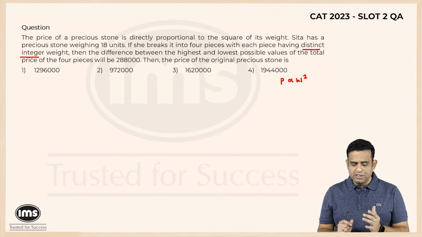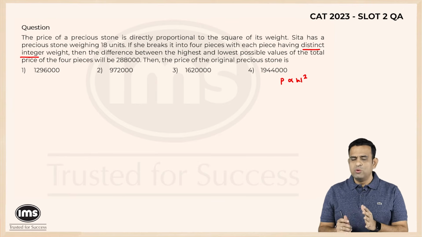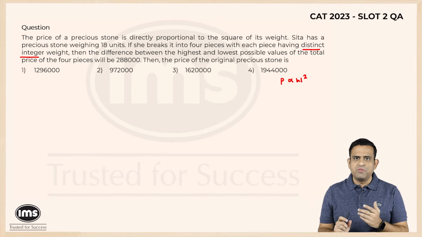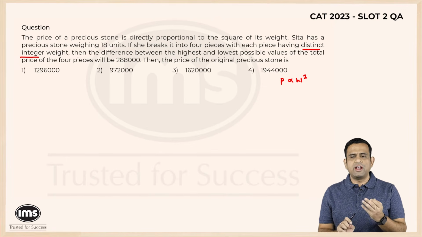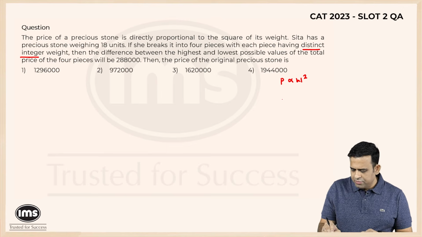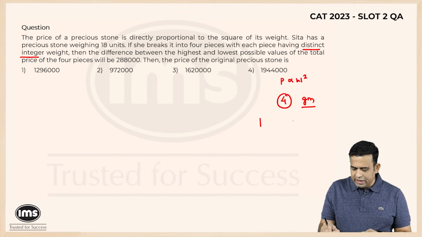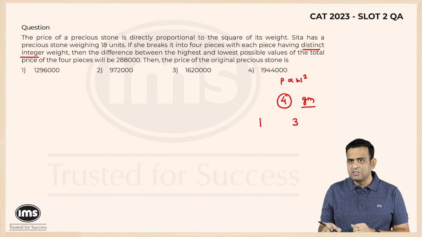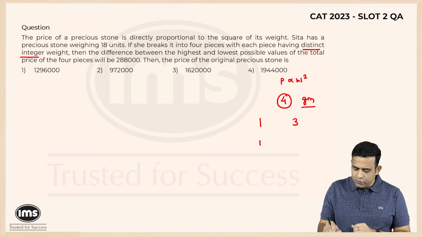In that particular case, you have to take the 4 weights which are as close as possible. Again, for the sake of convenience, we can take an example. Let's say we have a stone of weight 4 units. If I split them as 1 and 3, in that particular case, the price will be nothing but 1 square plus 3 square, giving you a 10.